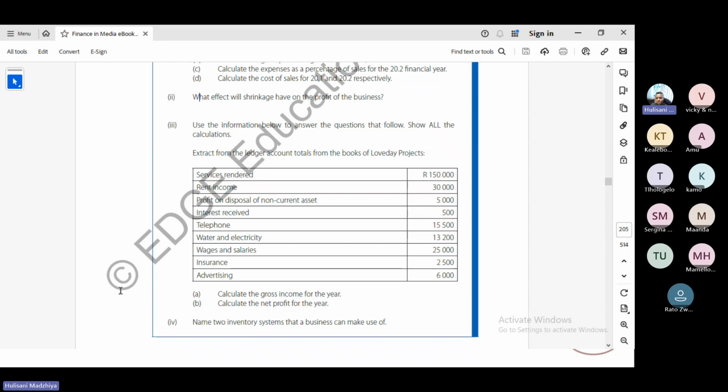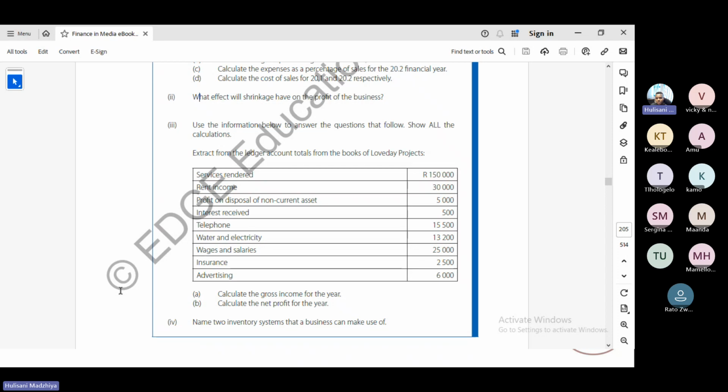So this is a company that is in a business of rendering service. You have got services rendered of 150, rent income of 30,000. So in terms of calculating the gross income for the year, gross income for this one will actually be 150,000.